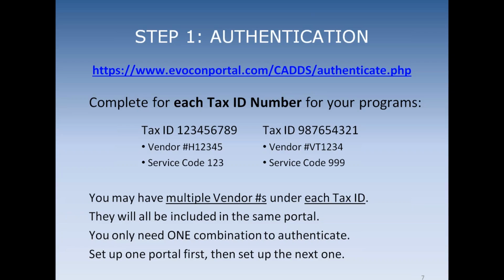When you undergo authentication, you need these 3 things, so we call it a triplet: one tax ID, one vendor number, one service code. On the left side there's one example, and on the right side there's another example for a different tax ID. We recommend that you set up one portal account first and then go through this process again if you have to set up a second one or more than that.